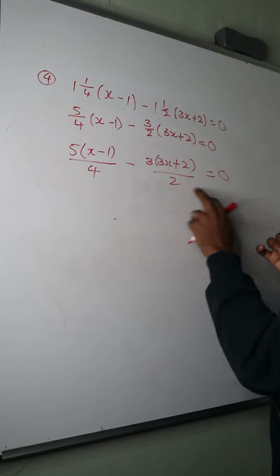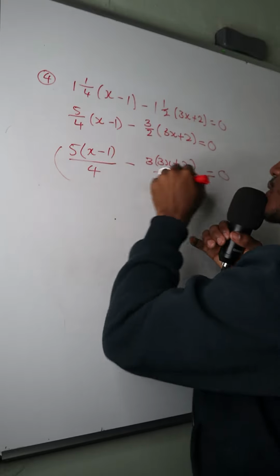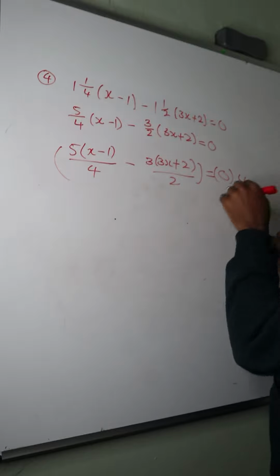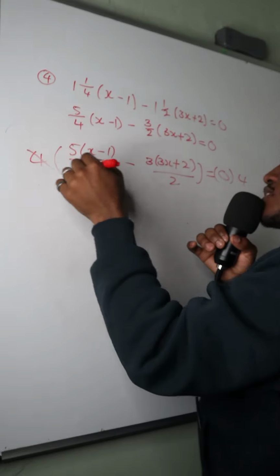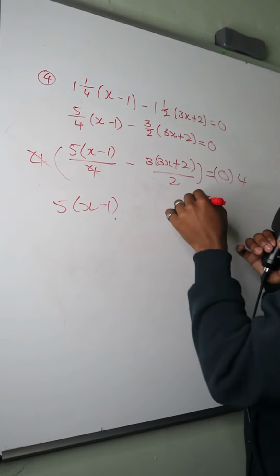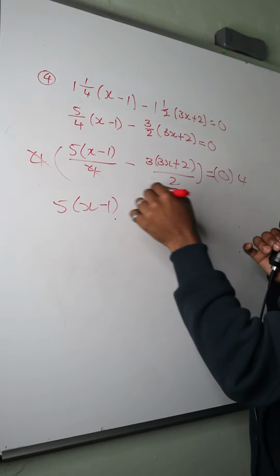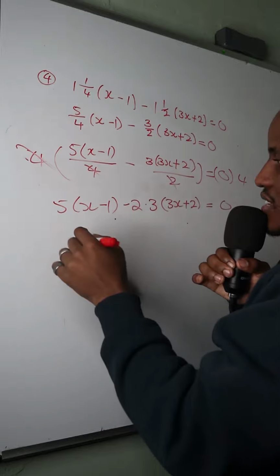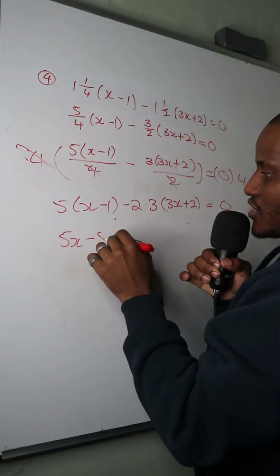We're going to multiply by the lowest common multiple. The lowest common multiple in this case is 4, right? So 4 cancels 4. We're going to have 5x minus 1. And this is going to leave a 2, so we're going to have negative 2 times 3x plus 2, right? Equals 0 times 4, which is obviously going to be 0. And then here we're going to have 5x minus 5.